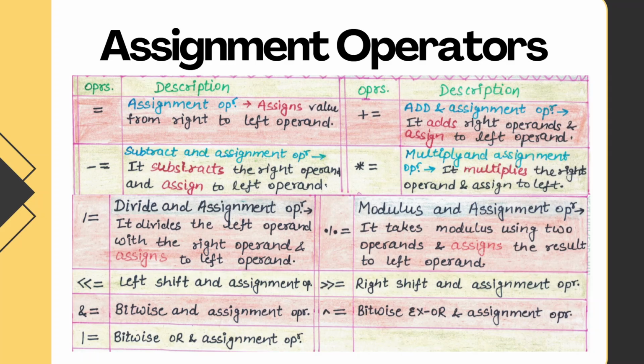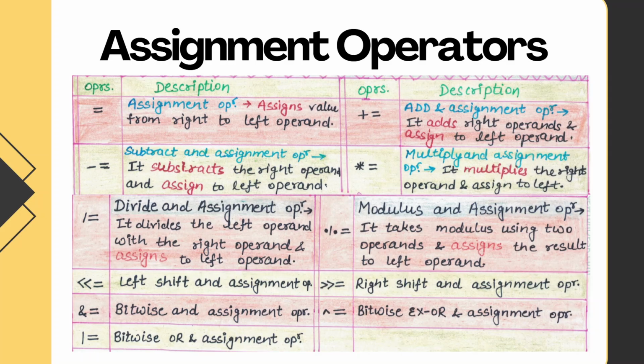Assignment operators. The assignment operator assigns the value from the right to the left operand. Plus equals to, the add and assignment operator, adds the right operand and assigns to the left operand. Subtract and assignment operator subtracts the right operand and assigns to the left operand. Multiply equals to, the multiply and assignment operator, multiplies the right operand and assigns to the left.